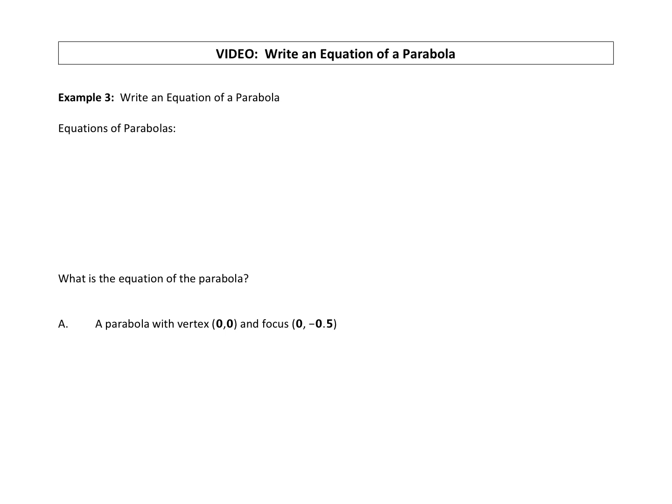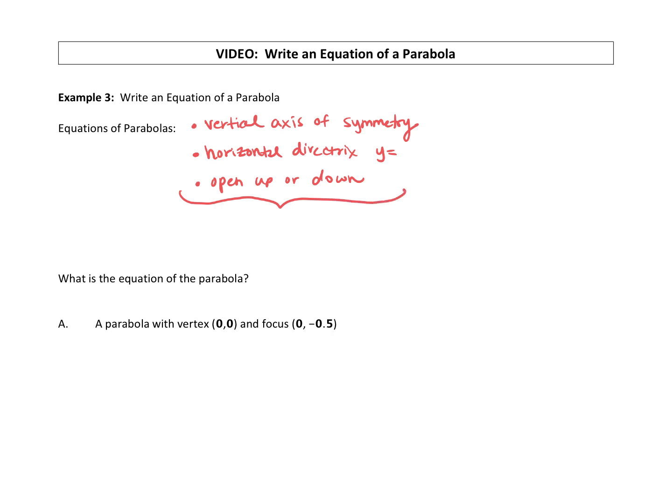You have parabolas that will have a vertical axis of symmetry, a horizontal directrix, which means it has the equation y equals a number. It will open up or down, and any parabola that has those characteristics will have the equation y equals a times x squared.